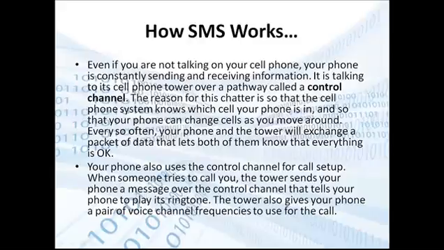Every so often, your phone and the tower will exchange a packet of data that lets both of them know that everything is okay. Your phone also uses the control channel for call setup. When someone tries to call you, the tower sends your phone a message over the control channel that tells your phone to play its ringtone. The tower also gives your phone a pair of voice channel frequencies to use for this call.